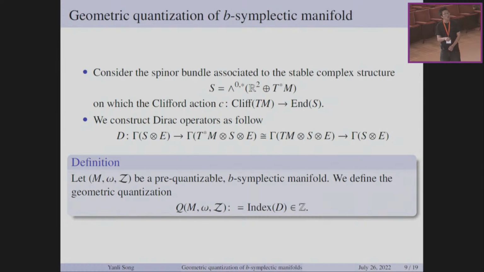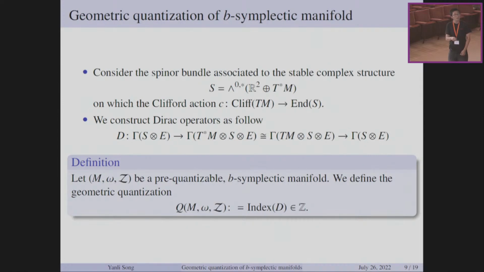So we can construct the Dirac operator as before. We first take a section, and we apply a connection. We get a section here, and using the metric, we can identify these two, and then we apply the Clifford reduction, we get it back. So this one, again, will be a first order essentially self-adjoint differential Dirac operator, so that it will be Fredholm. So the index will be a finite dimensional vector space. So we define the geometric quantization of a pre-quantizable b-symplectic manifold to be this one.